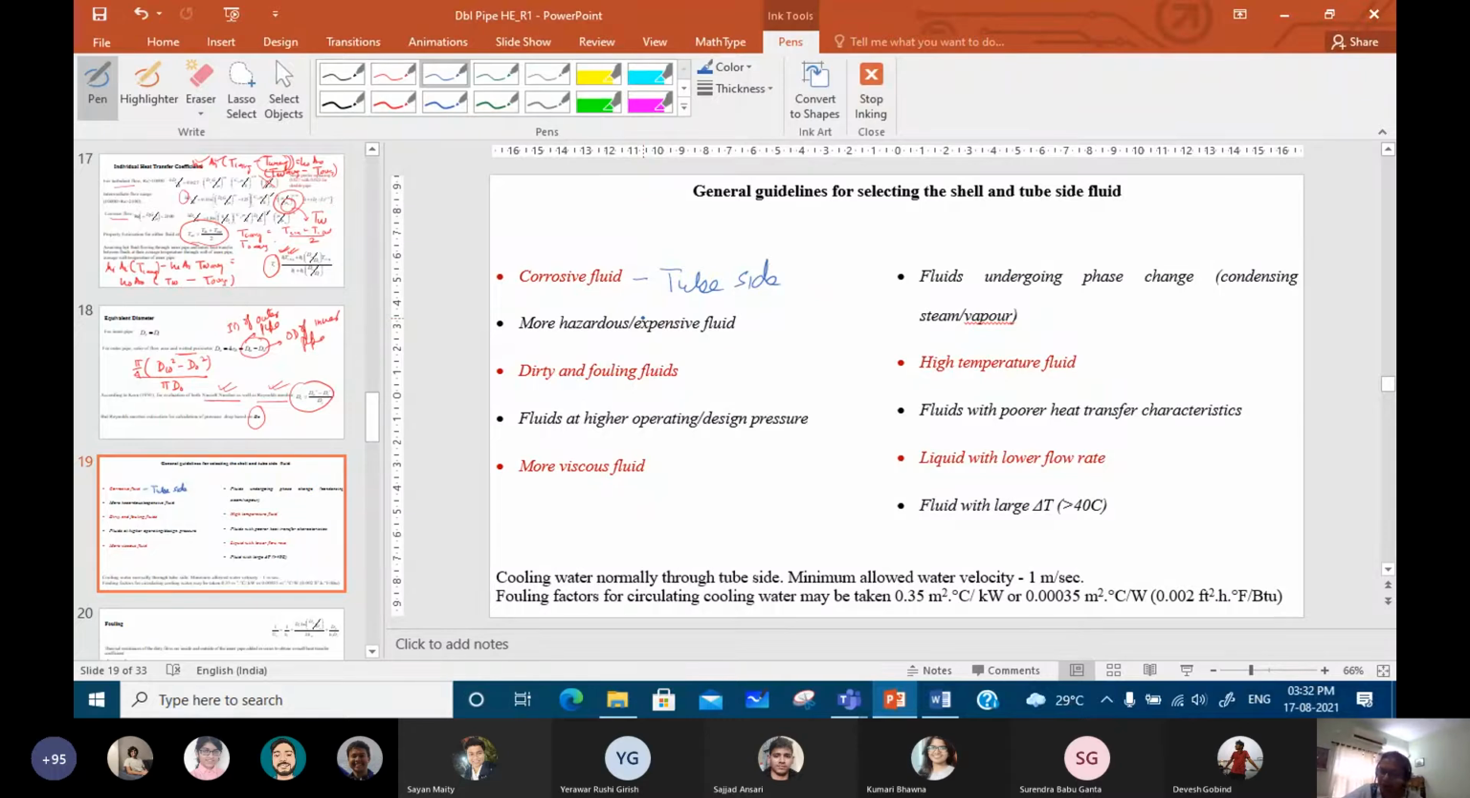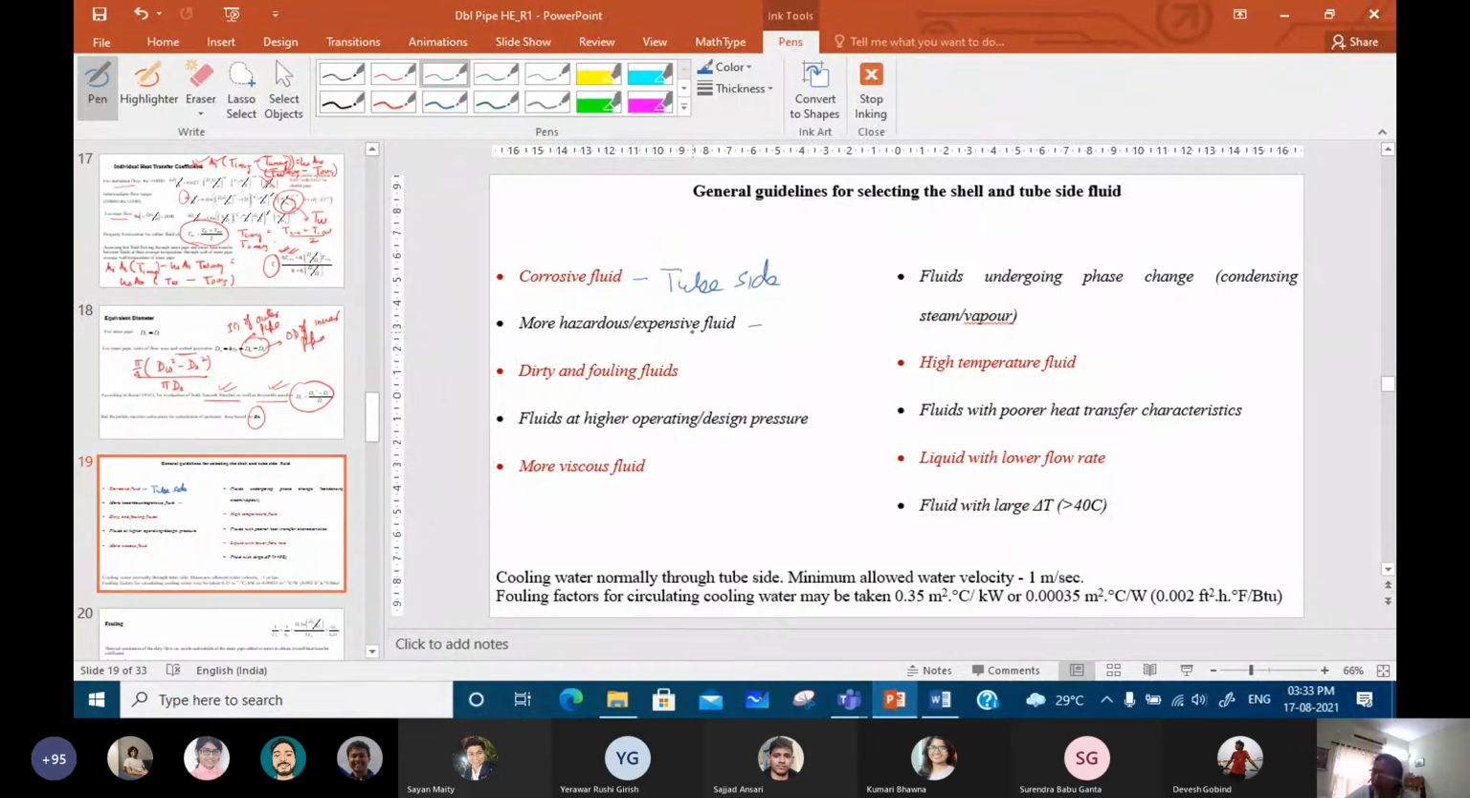And the other important thing is, normally we find that for several heat exchangers, the tubes are bought out, but the shell, particularly for shell and tube exchangers, is rolled out from sheets. So therefore, normally tubes are cheaper than shells. This is particularly applicable for the shell and tube exchangers.